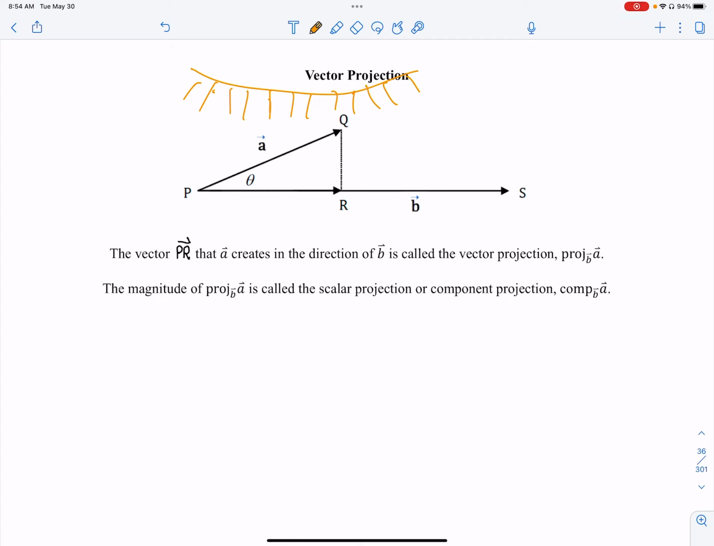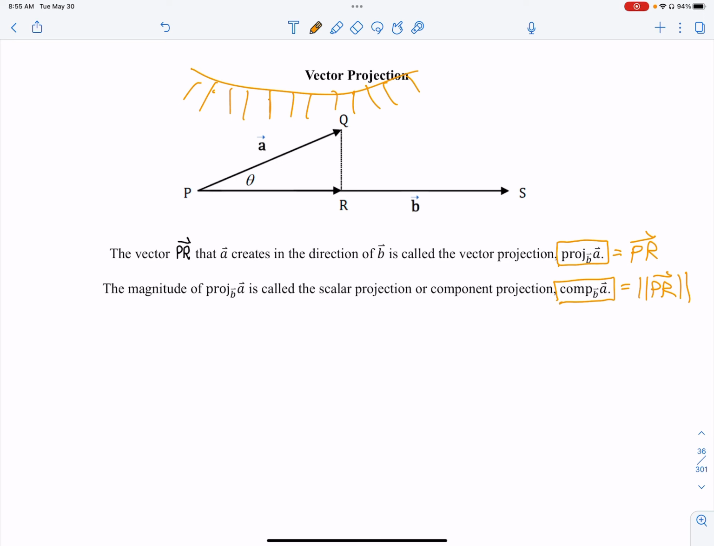A couple things. What we're going to call that vector is the projection of A onto B. This is equal to the vector PR. Now, we have a different name if I want the magnitude of that. We call it comp of A onto B. This is actually the magnitude of PR. So we're going to come up with a way, if I have A and B, to find the projection and also the magnitude of the projection.